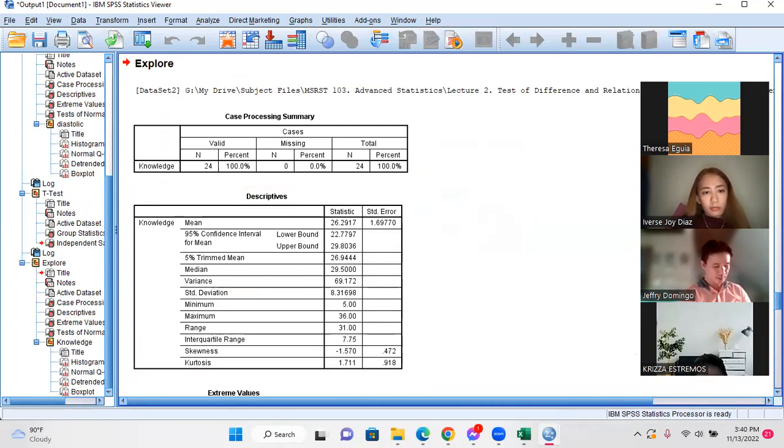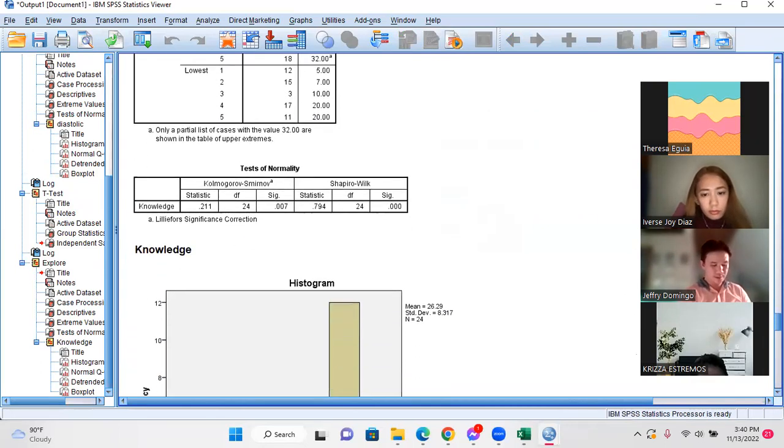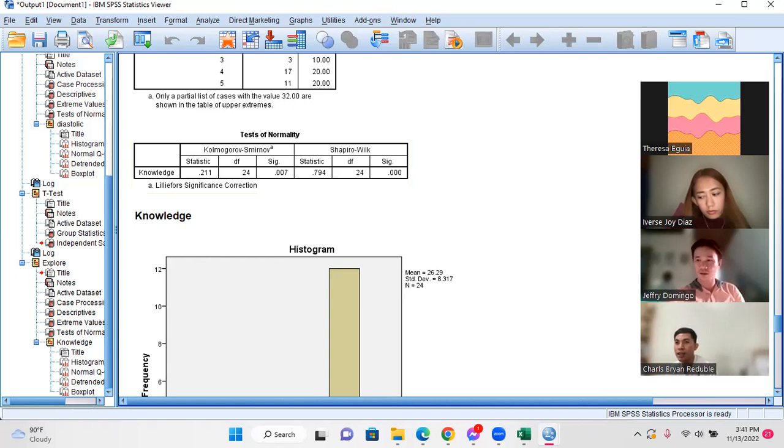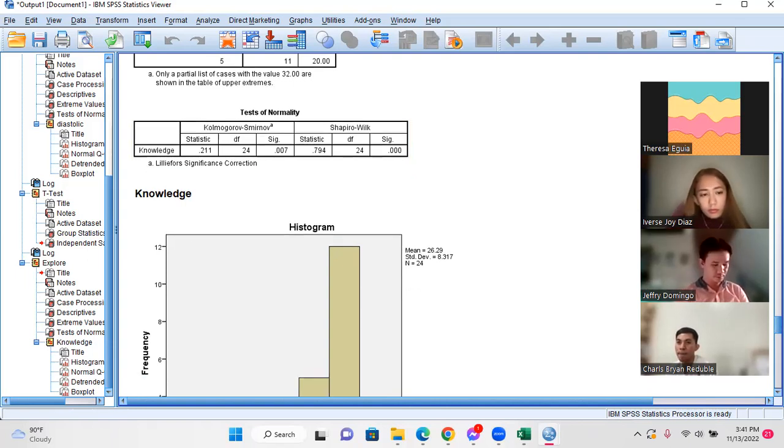Sige, tingnan natin ang test of normality. So, anong nangyari? It's less than 0.05. So, bagsak tayo. Bagsak tayo sa normality. Ang tingnan natin kung may outlier ito.